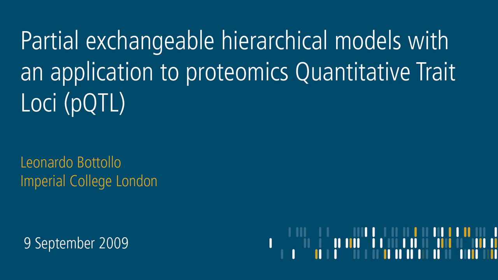So the idea is, since we can cluster both the Y and the beta, why don't we use this in a hierarchical Bayesian model? So the model strategy is the following.